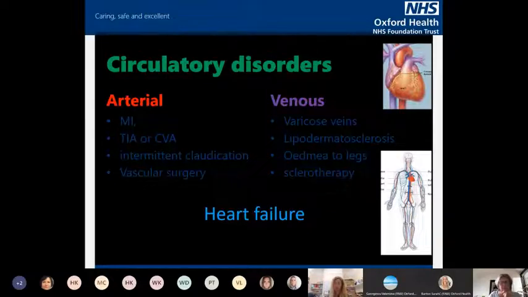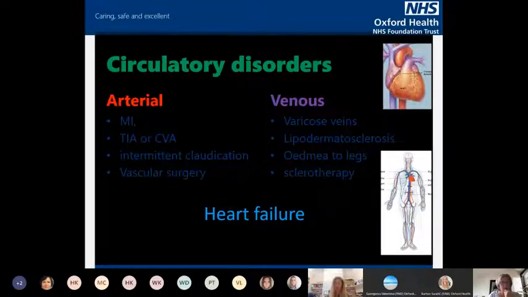Venous wise, it's more of an issue really with legs than any other part of the body, but you'll know that varicose veins, things like lipodermatosclerosis and oedema, sclerotherapy, if you're seeing those sorts of things in the medical history, you know this person's got venous disease, and you know that any wound on that leg isn't going to heal properly.